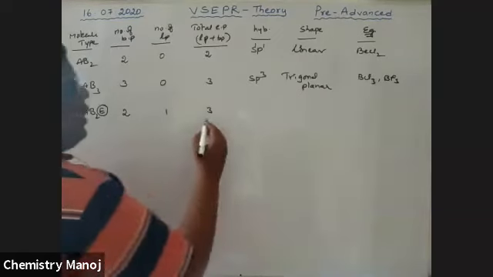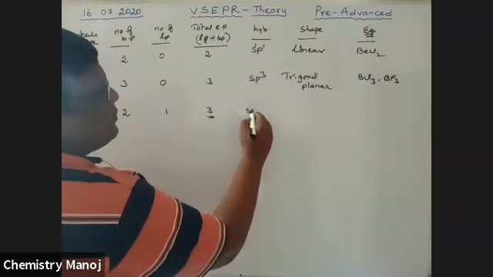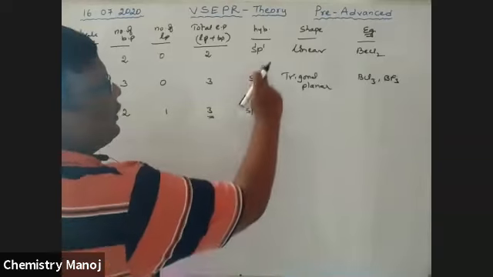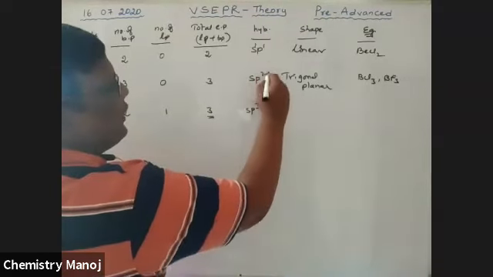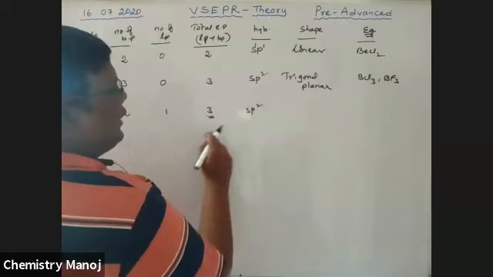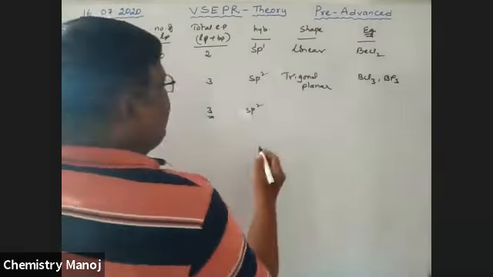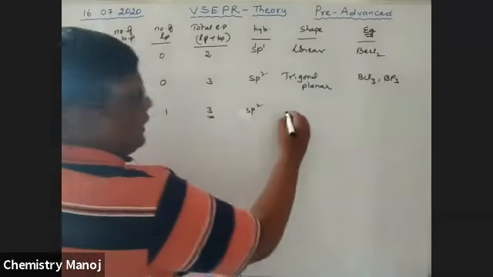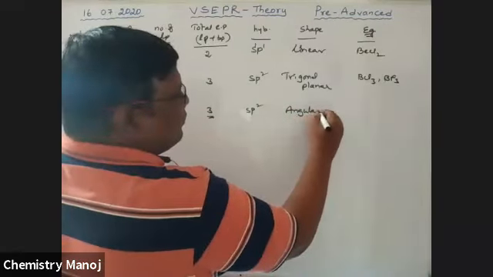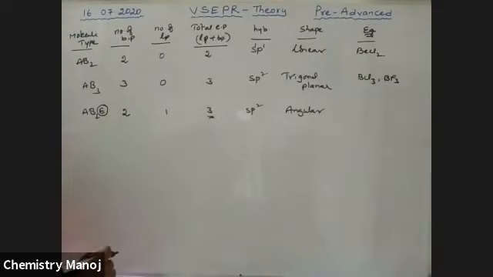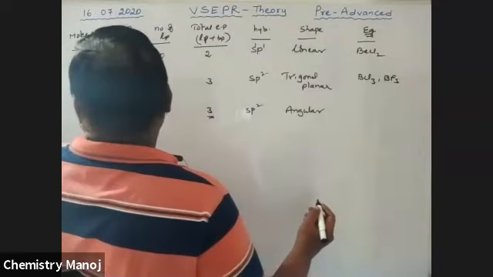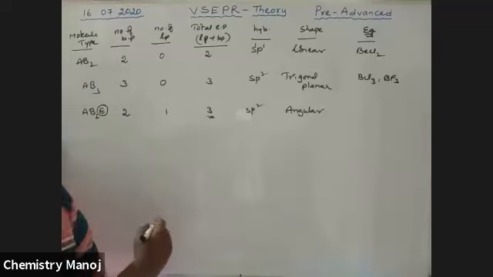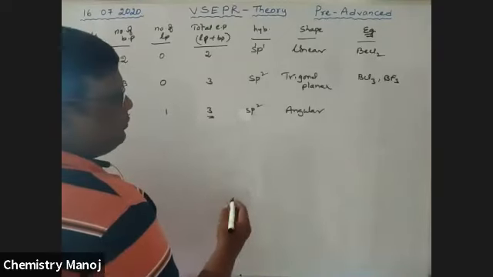Now total 3 pairs, that is sp2 hybridization. AB2 with a lone pair gives an angular shape. An AB2 molecule with angular shape has 1 lone pair, so the best example for that is AB2 with 1 lone pair.